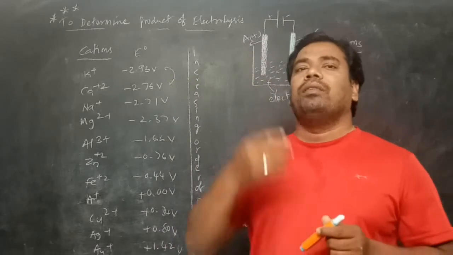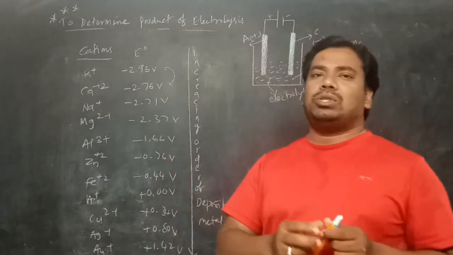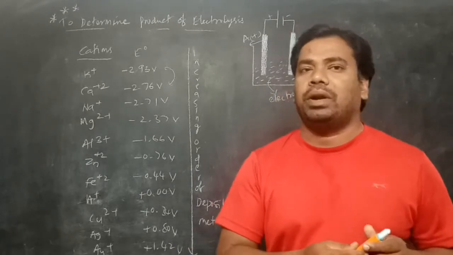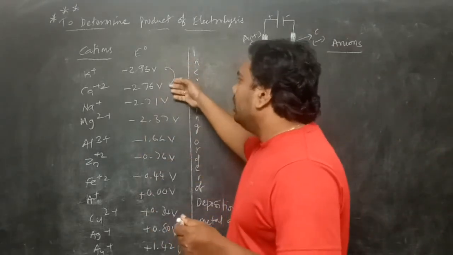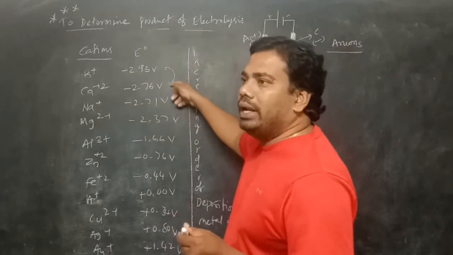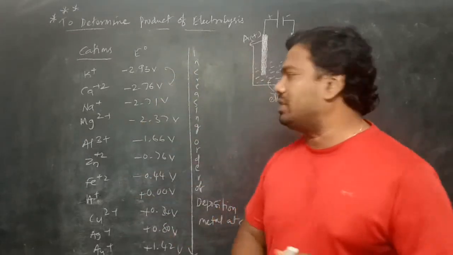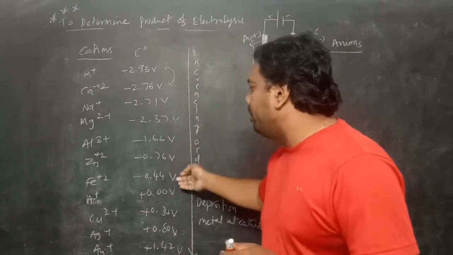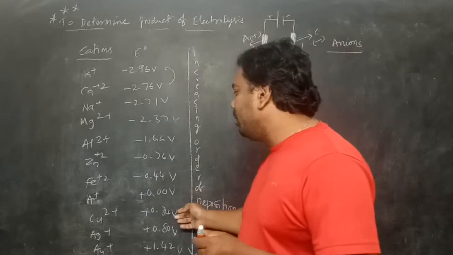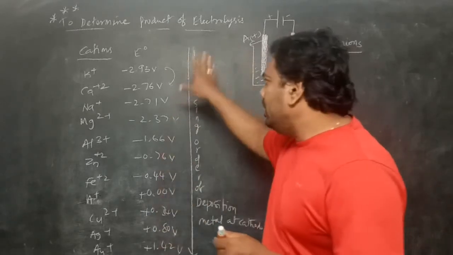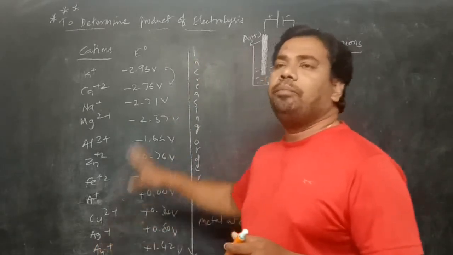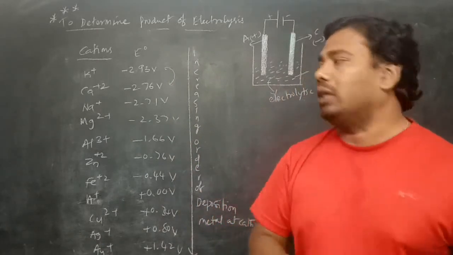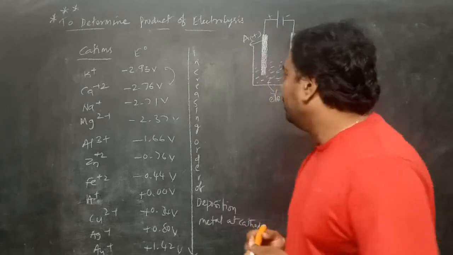Because when compared to K+, Ca2+ has a less negative reduction potential than K+. So in the competition between Ca2+ and Na+, Na+ will be deposited first. Then Mg2+, then Al3+, then Zn2+, Fe2+, then H+ and Cu2+, Ag+, Au+. So this is the very, very important increasing order of deposition of metal ions at cathodes. Remember, students.